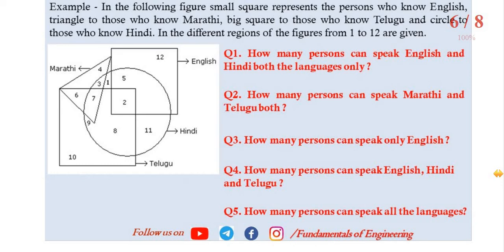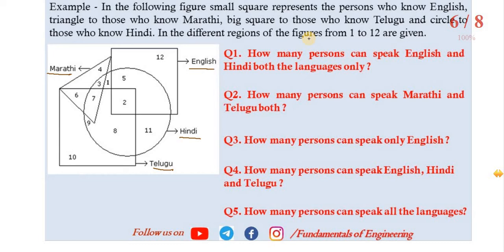The small square represents the persons who know English. The triangle represents those who know Marathi. The big square represents the persons who know Telugu, and the circle, those who know Hindi. Now we need to find out the answers using the information given. So small square for English, triangle for Marathi, big square for Telugu, and circle for Hindi.